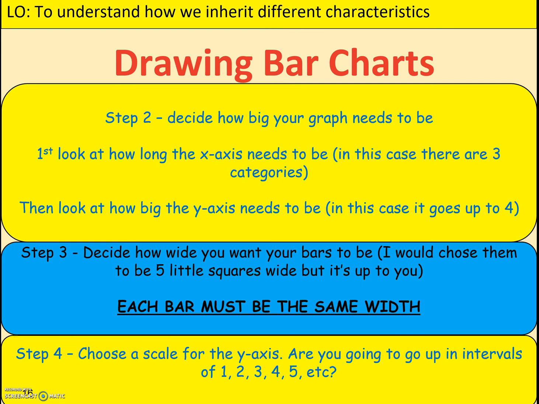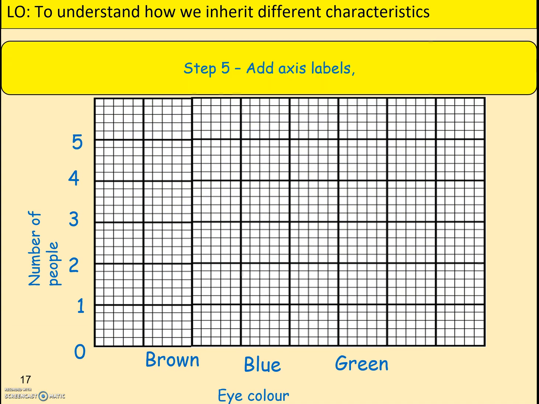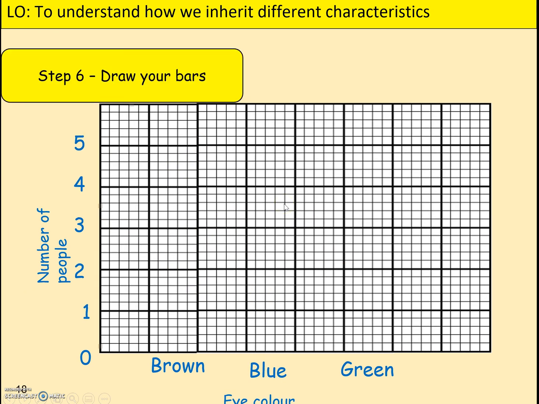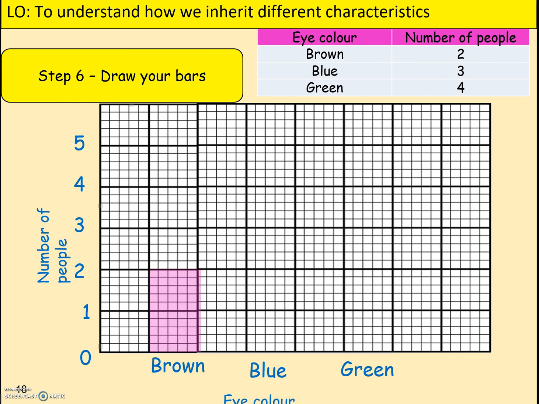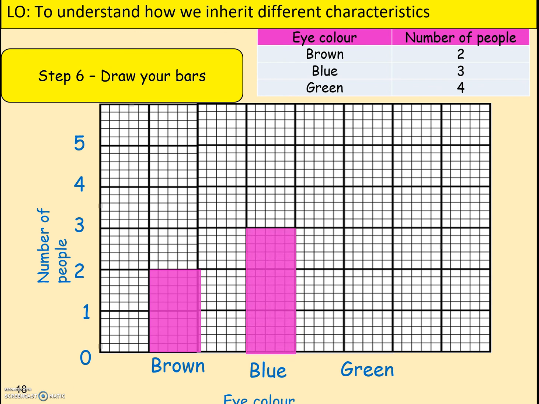And then step 3 is to decide how wide you want your bars to be. I would choose them to be 5 little squares wide, but it's up to you. Each bar must be the same width. Step 5 is to add your axes. We've got number of people on one side and we've got eye color on the other side. So then we draw our bars. So we've got 2 people with brown eyes, 3 people with blue eyes, and 4 people with green eyes.